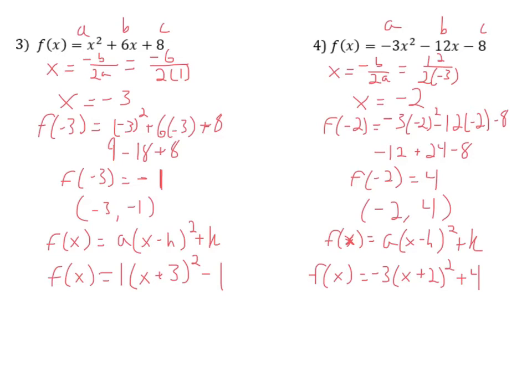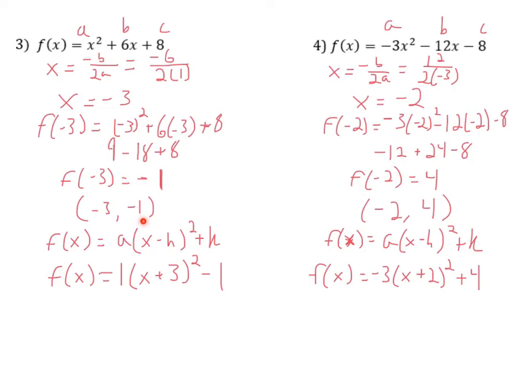Okay, here are the worked out solutions. For problem number 3, you should have got x equals -3. You plug it in and you get -1, so your vertex is (-3, -1). So when you go to write it in vertex form, your a value from the original function was 1, so you get f of x equals 1 times (x plus 3), right? Because the x-coordinate of your vertex is -3, so minus h is going to give you +3, quantity squared, minus 1, because your k value is the y value of your vertex, -1.